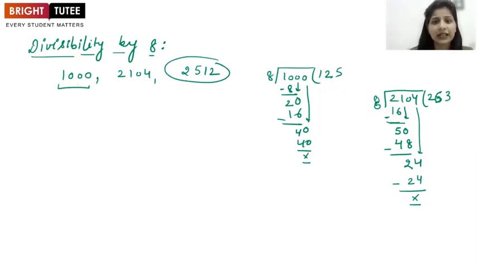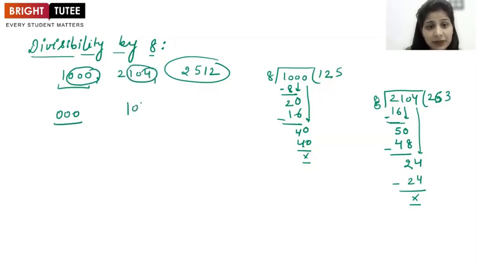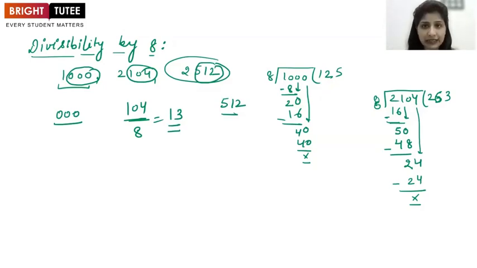What do you observe? Let's focus on the last 3 digits. When the number is 3 digits or less than 3 digits, you actually have to do it with the division. If the number has more than 3 digits, like 4 digits or more, then this is applicable: just think about the last 3 digits. 8 ones are 8 and 8 threes are 24. Then see 512, the number formed by the last 3 digits. You have to focus on that and try dividing it by 8.